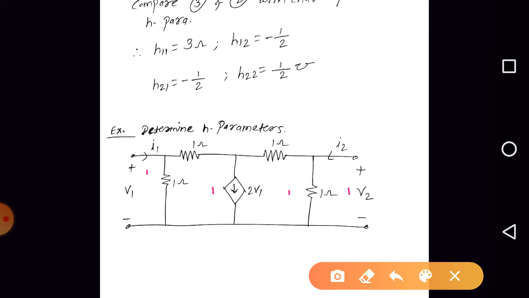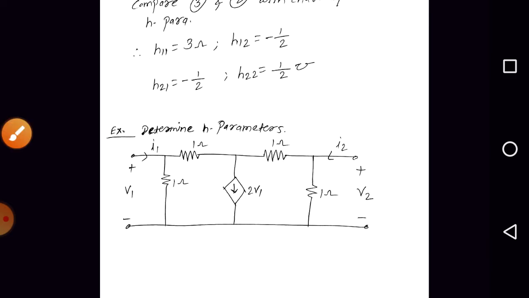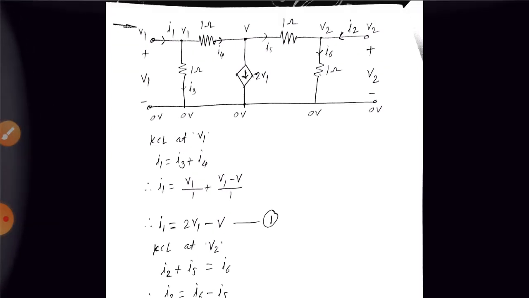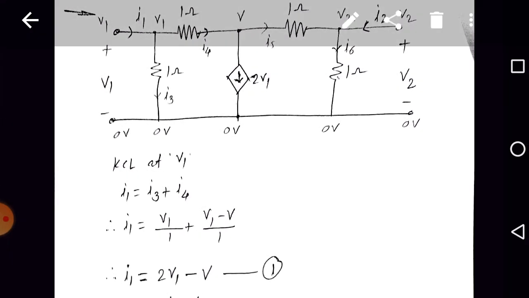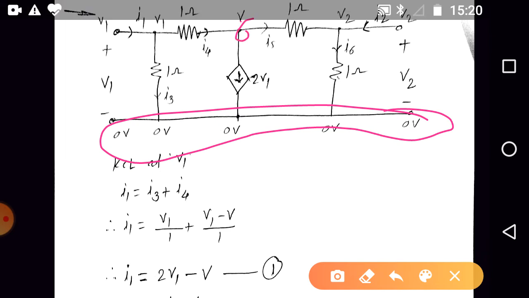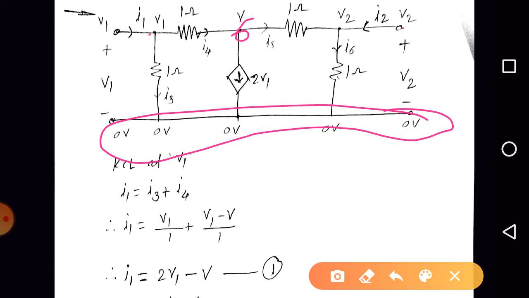So instead of KVL, it is better to go for KCL. Here we have considered the reference node voltage as 0 volt. Next, this node potential is V volt, and V1 and V2 are the other potentials. I have considered the branch currents as I1, I2, which are already given, and the remaining as I3, I4, I5 and I6.